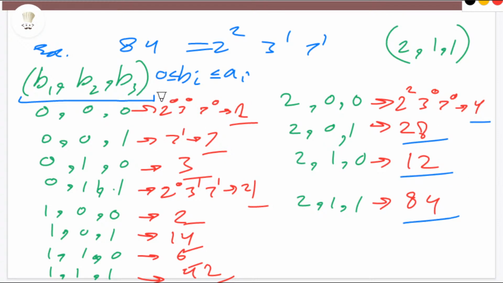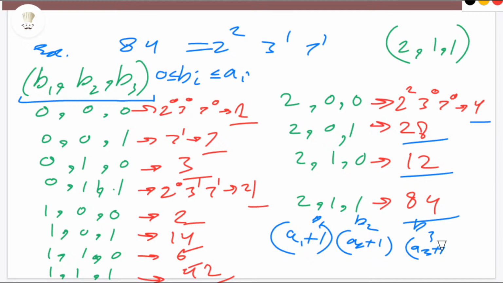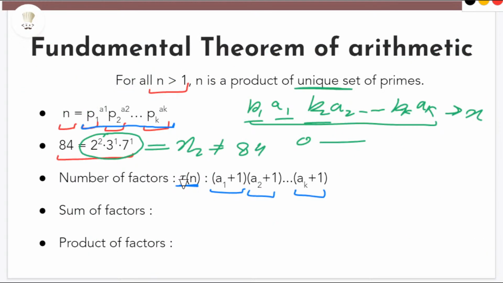So the number of choices we have, for b1 we have a1 plus 1 choices. For b2 we have a2 plus 1 choices, right? For b3 we have a3 plus 1 choices. Multiplying them all together, we get the number of factors, which is tau of n, a1 plus 1, a2 plus 1 up until ak plus 1, right?